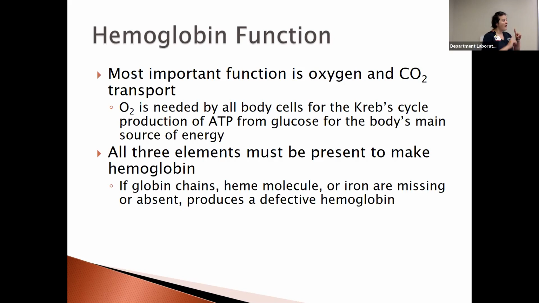All right, so you have to have your globin chains, you have to have your heme molecule, and you have to have your iron. And if any of those are missing, you will have a defective hemoglobin. All right, and that will lead to some of our anemias as we start talking. So this is the foundation of understanding some of our anemias, okay?